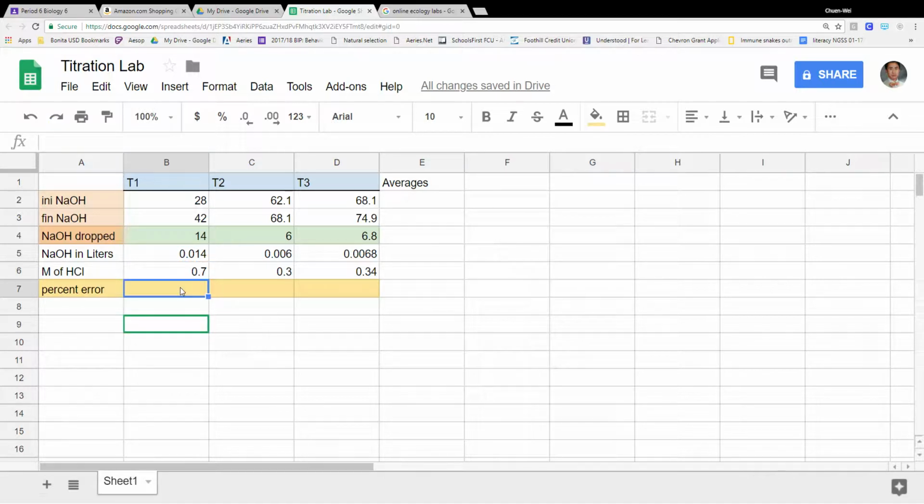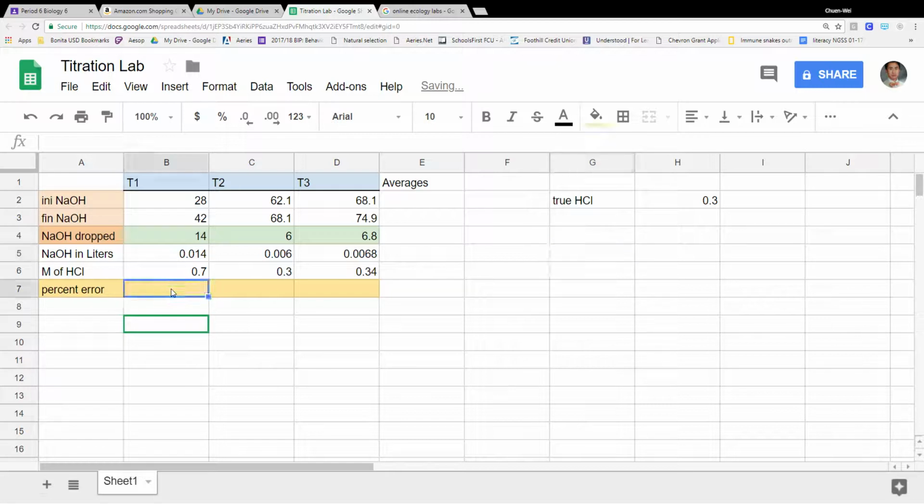Lastly, to find the percent error, a lot of us were having problems with this one just because it took so many parentheses. But let's walk through this equation. So we know that percent error is how much it's supposed to be. And if you didn't know, the true HCl molarity was 0.3. Right, that's what it was.